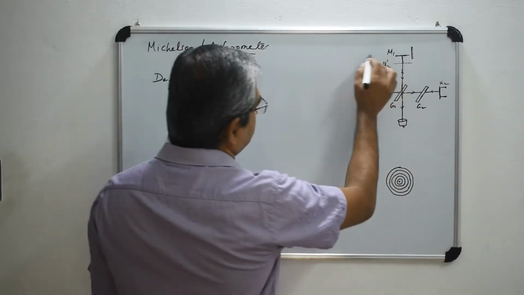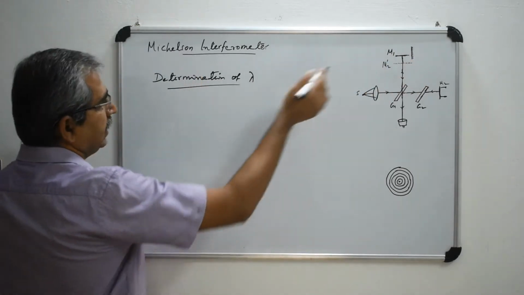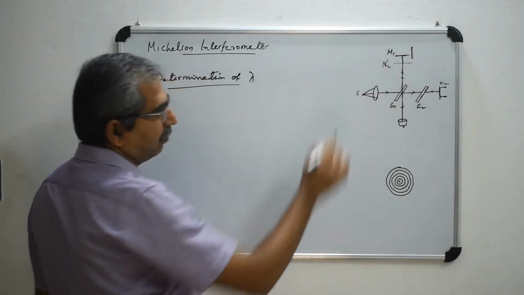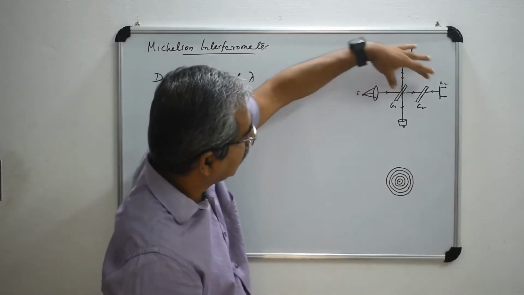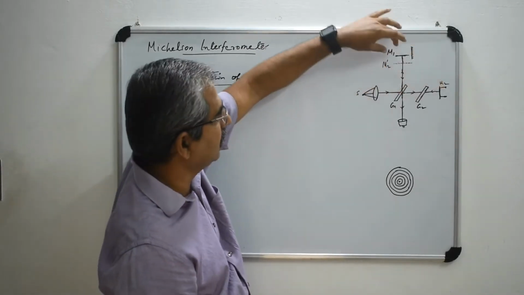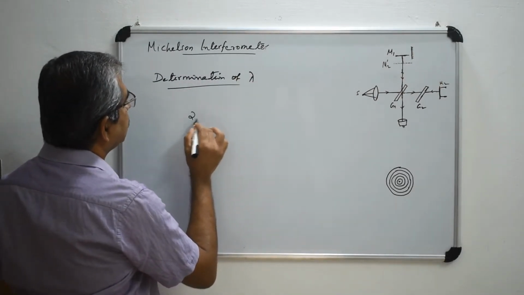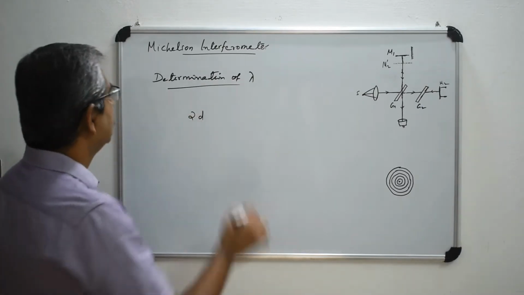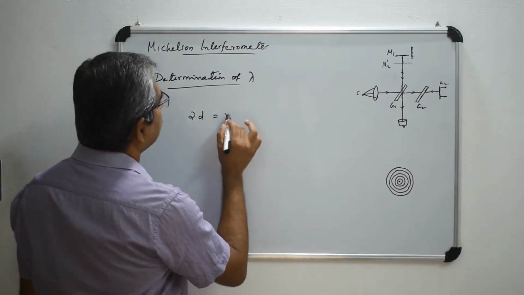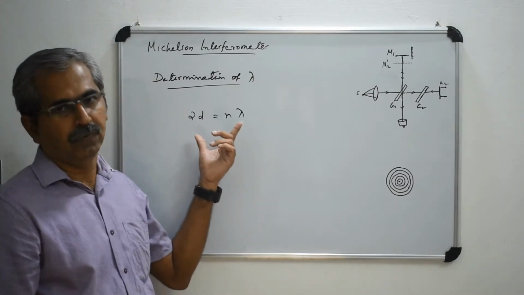Suppose we are starting with this particular position. Suppose D is the distance between M1 and M2 dash, that is, the difference between this length and this length. Suppose you are observing the center of the fringe system, that means theta is equal to 0. So you have the situation 2D equal to n lambda. That is the basic equation we are using.